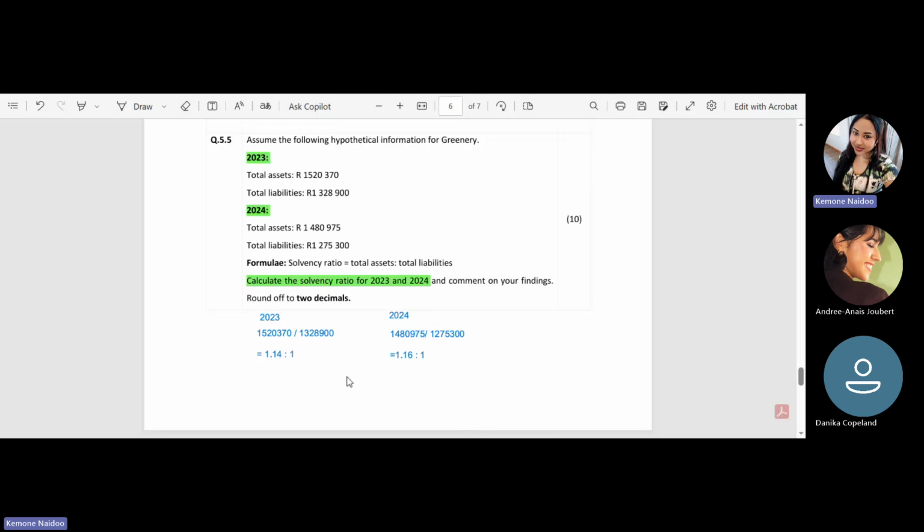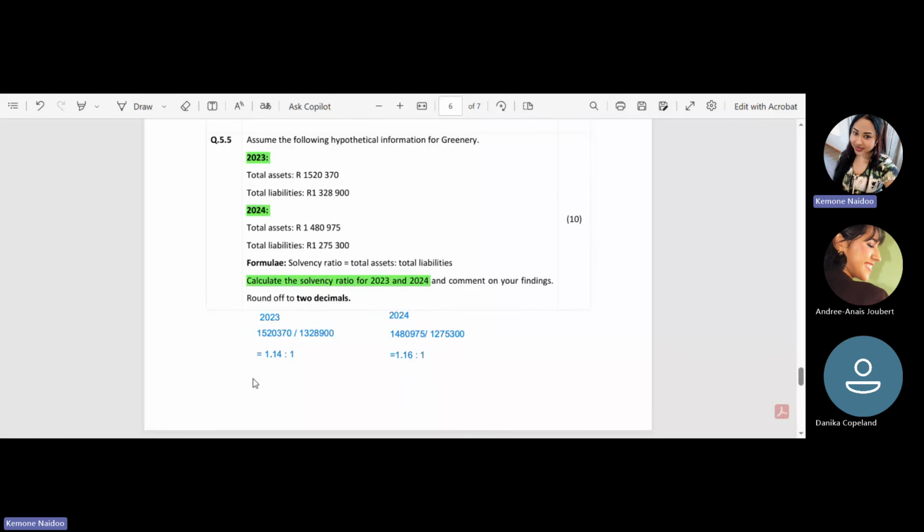So when you are applying to the case study, you need to say Greenery's ratio improved from 1.14 is to 1 to 1.16 is to 1. Okay, and this means solvency has improved. Even if it has improved slightly, it's still made an improvement. If this were to be less than 1.14, then you will say it has declined or it has not improved since. Okay, so you can decipher how to do that.